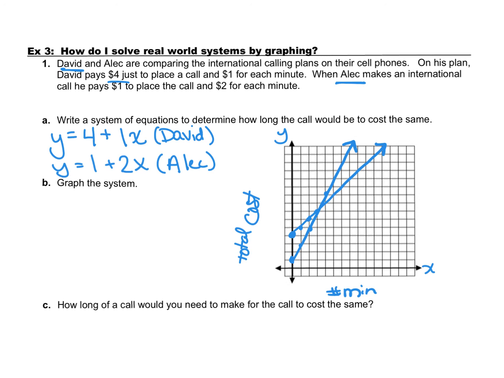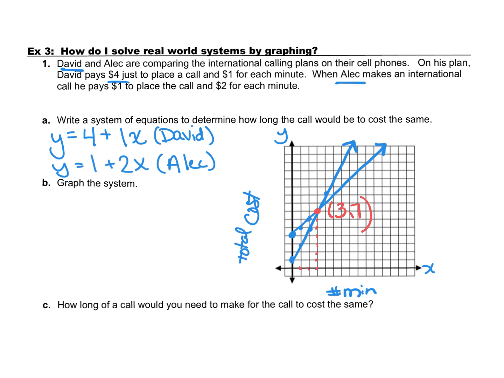All right, so now how long would you need to make the call for the call to cost the same? For them to be the same, that is where the lines come together at one point, and that point is 1, 2, 3. Okay, so it's at 3, and then we're going up 1, 2, 3, 4, 5, 6, 7.